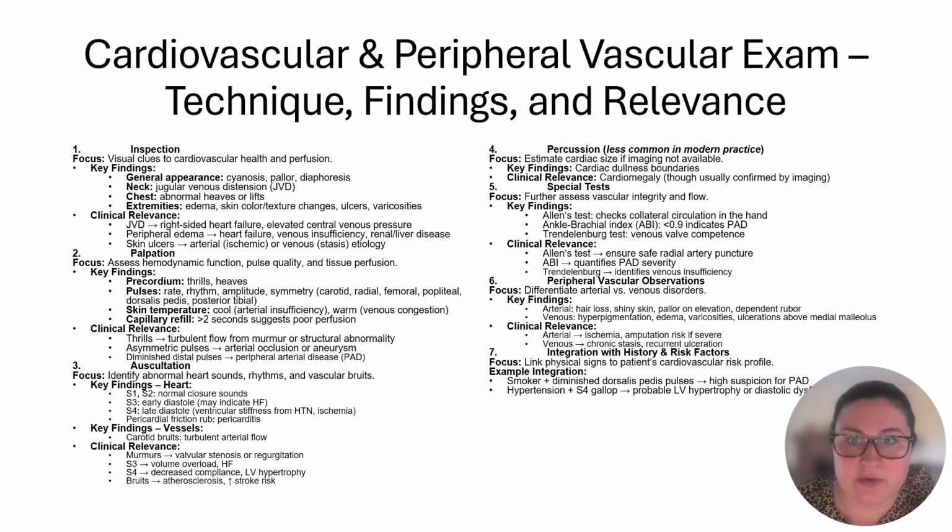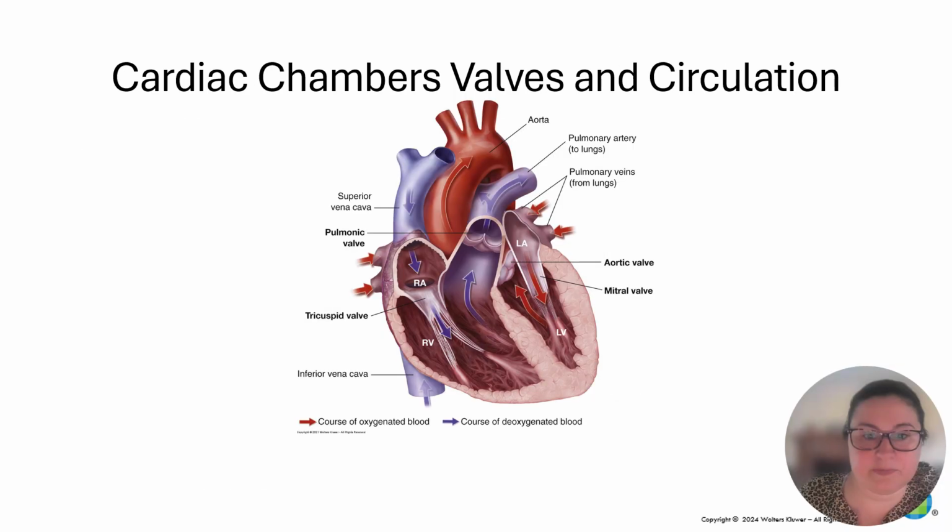Ultimately, what I'm going to tell you regarding the peripheral vascular and cardiovascular exams is that you need to link the physical signs to the patient's cardiovascular risk profile. A smoker with diminished dorsalis pedis pulses should have a high suspicion for peripheral artery disease, while a hypertensive patient with an S4 gallop probably has left ventricular hypertrophy or diastolic dysfunction. We'll get more into each one of these as we go throughout the slides.